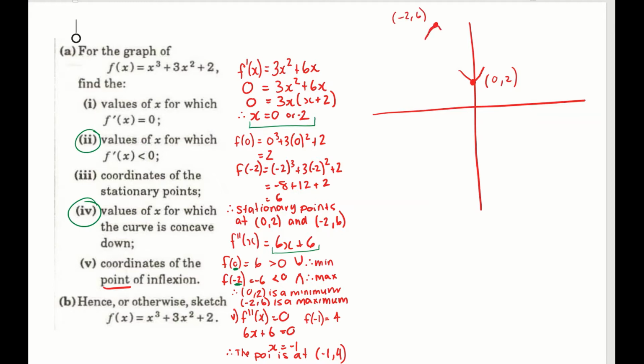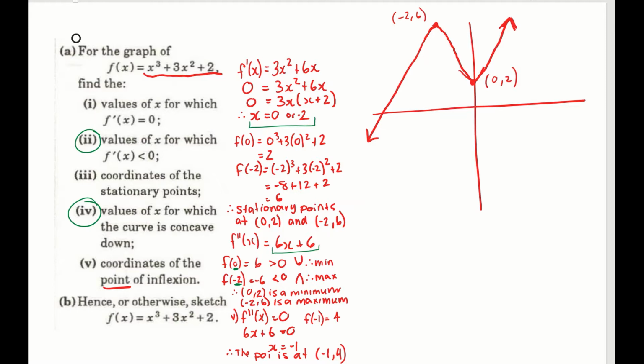Always label them. And now join them. There we have it. Now, in this course, you aren't expected to be able to factorize something like that, so you don't have to have your x-intercept there. If you could factorize that and solve it, you definitely would put your x-intercept. Well, I would anyway. All right, so I've sketched my graph.